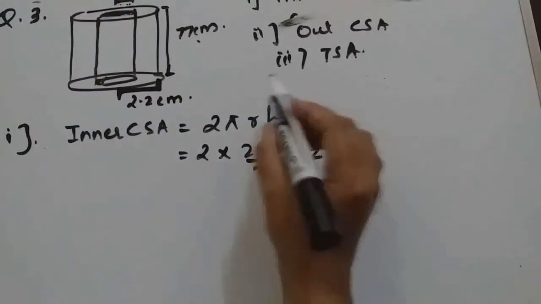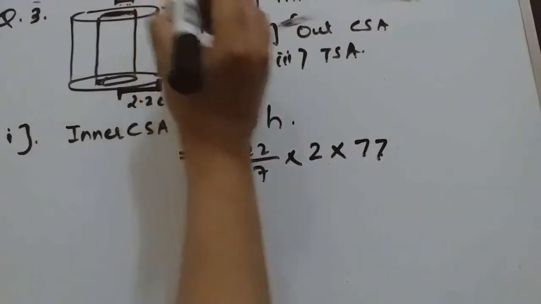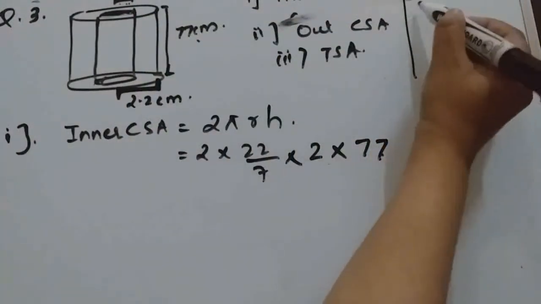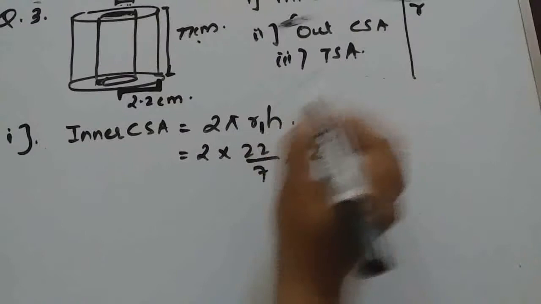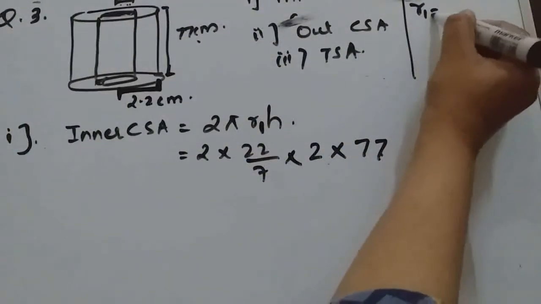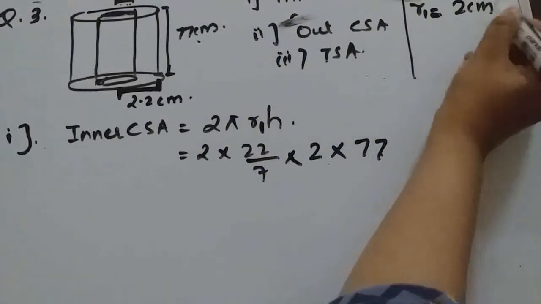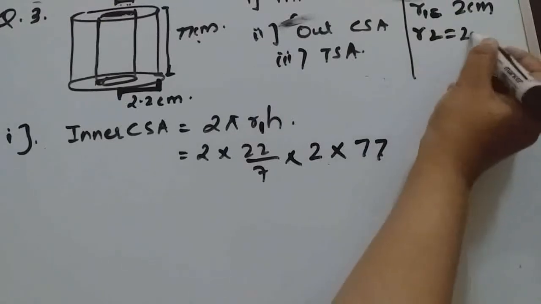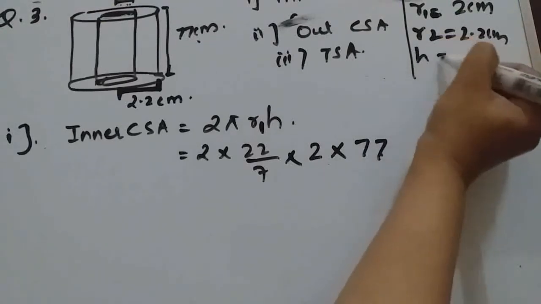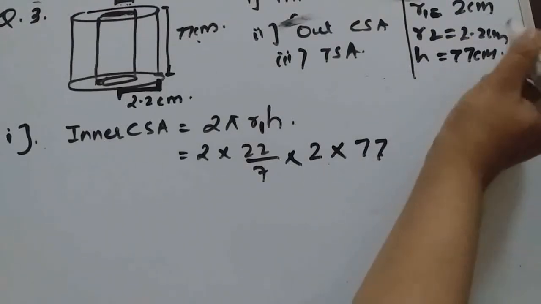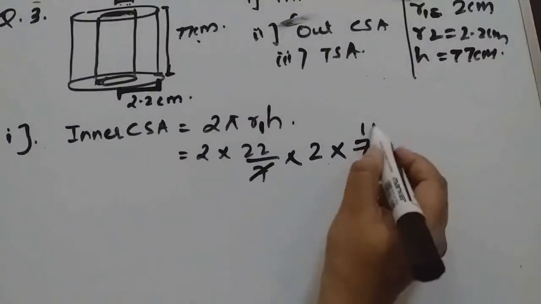R is 2, H is 77. You can write here all the things. R1 we can say, because two radii are given, isn't it? So inner radius will be 2 centimeter and R2 will be 2.2 centimeter. H will be 77 centimeter.